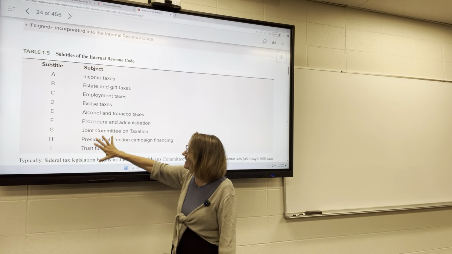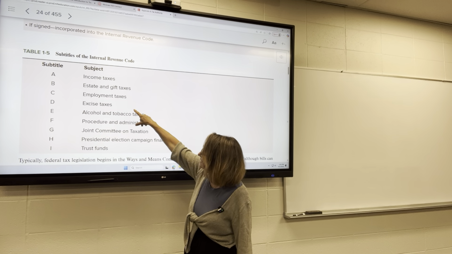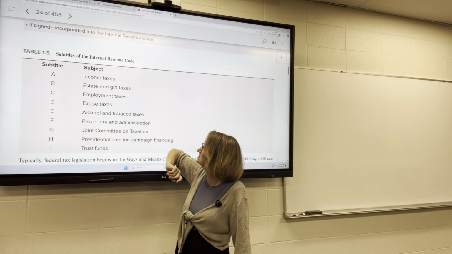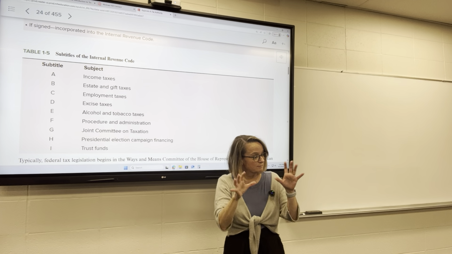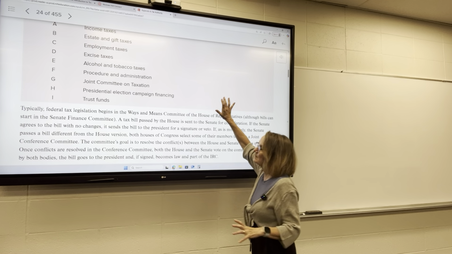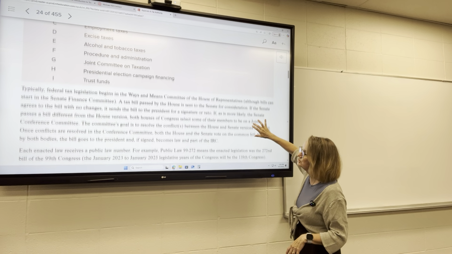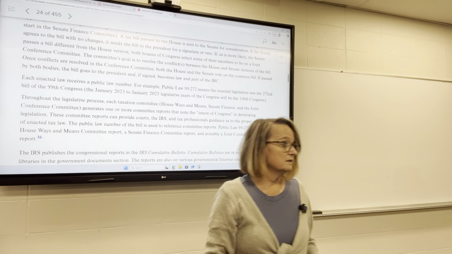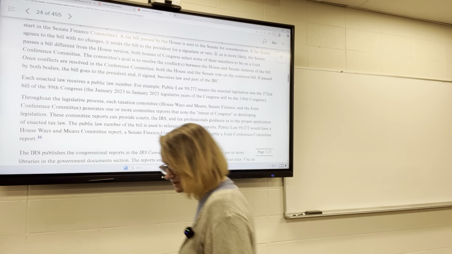Now you can see there's all different types, though, of sources of revenue. So we've got excise taxes, alcohol and tobacco taxes, estate and gift taxes, employment taxes. So all these different subtitles pertain to some different type of taxation. But what we're concerned with is Subtitle A of the Internal Revenue Code, which is income taxes.